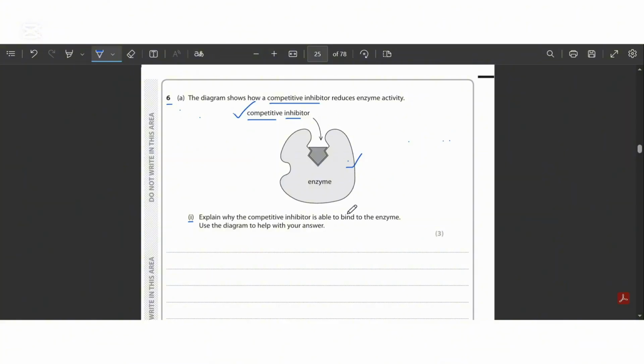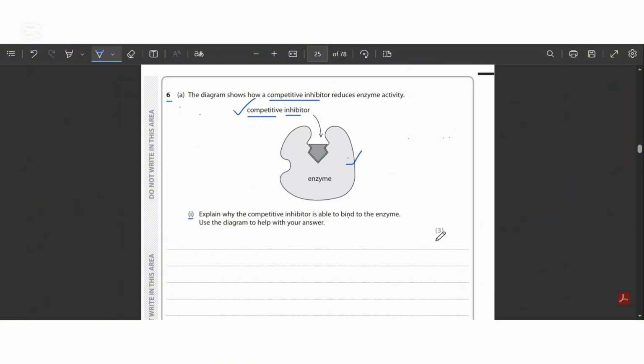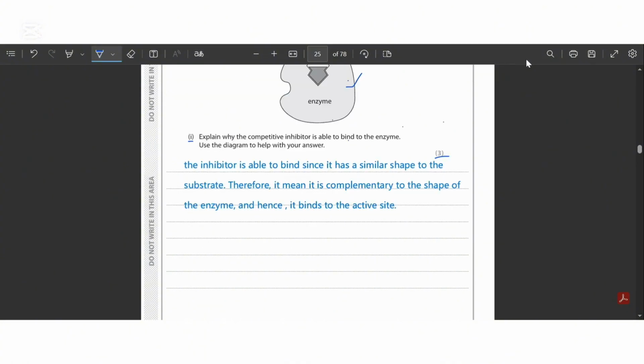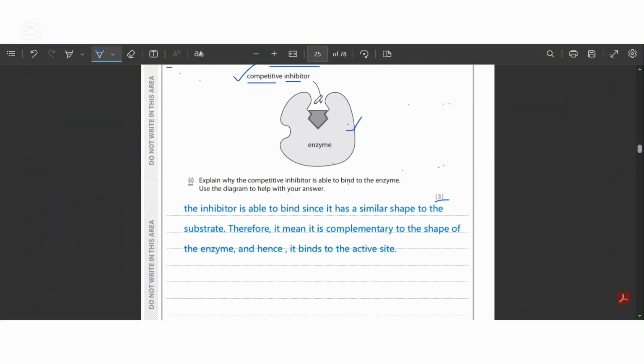Since it is sitting over here, the substrate can no longer enter unless this has moved. All right, so let's answer this question. It is a 3-marker question, so we have to be careful that we mention at least 3 points. As you can see here, I have mentioned that the inhibitor is able to bind since it has a similar shape to the substrate. Therefore, it is complementary to the shape of the enzyme and hence binds to the active site. All right, since we are done with this question, let's move on to the next part.